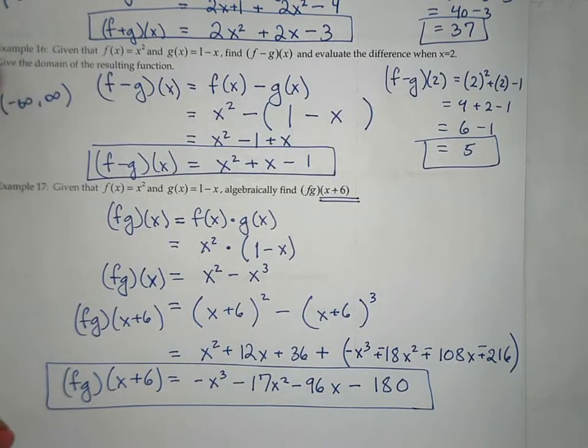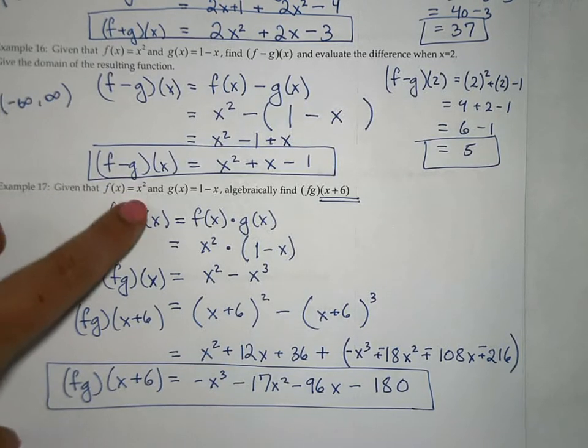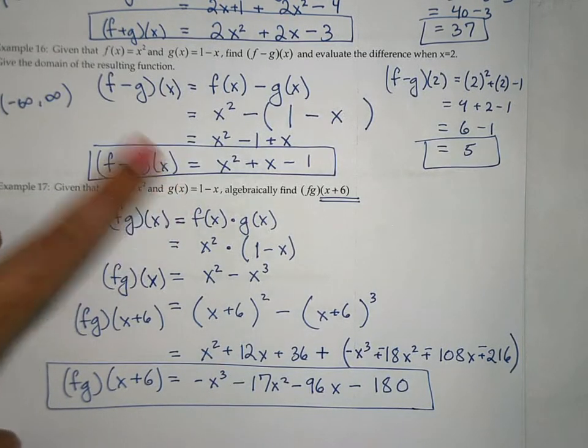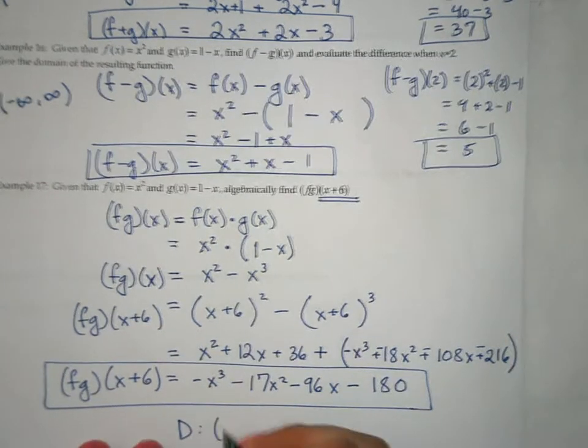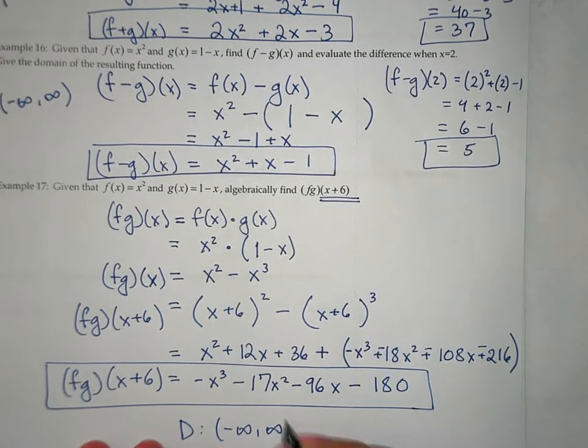And then again, if they were to ask us for the domain of this, we'd want to check what's the domain of the first, what's the domain of the second. No problems. Even the resulting is a cubic. So if they had asked for our domain, we'd say negative infinity to infinity.